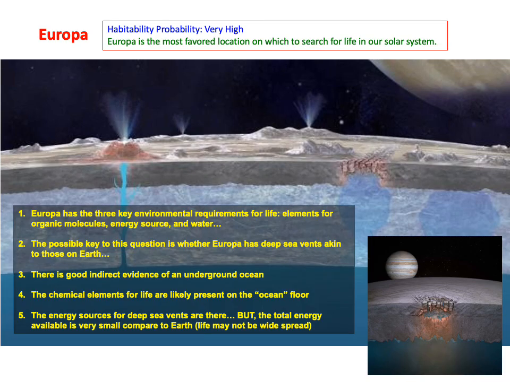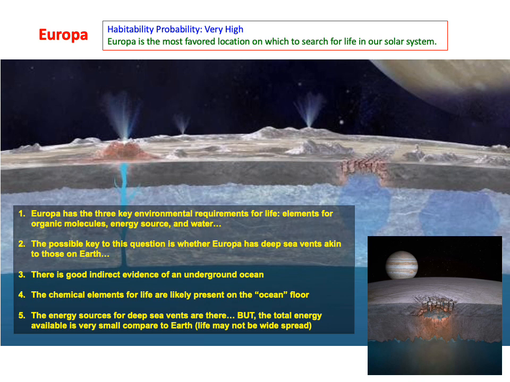Here's a more modern image that shows some of the geysers, such as were discovered by the Hubble Space Telescope. And this is just a summary slide to discuss the habitability of this moon, Europa. And in fact, we want to remind you, number one, that it has the three key environmental requirements for life. It has energy, it has elements, and it has lots of water. What we don't know is whether the energy is distributed in such a way that life can exploit that energy.